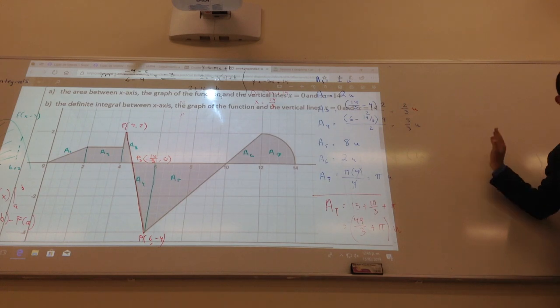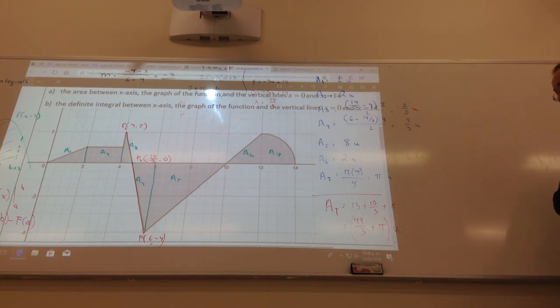Okay, questions? No? Okay, that's the question A, find the area. For the question B, it says, define the integral between the x-axis, the graph of the function, and the vertical lines. What's the difference? Again, like I told you, the definite integral represents the area.